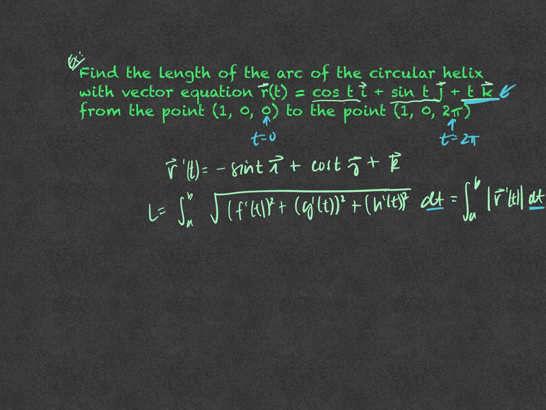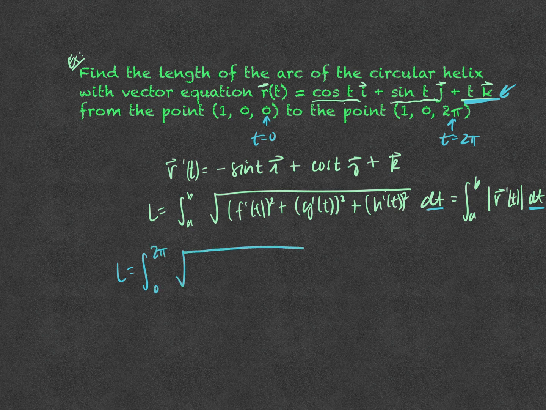Now you can verify that, because if you plug 0 into r of t for the first one, you get the first point (1, 0, 0). If you plug 2 pi into r of t, you get the point (1, 0, 2 pi). So you can pause and check those. I would, so that you can be sure you understand. But you've got to figure out what t is. So let's integrate from t equals 0 to 2 pi.